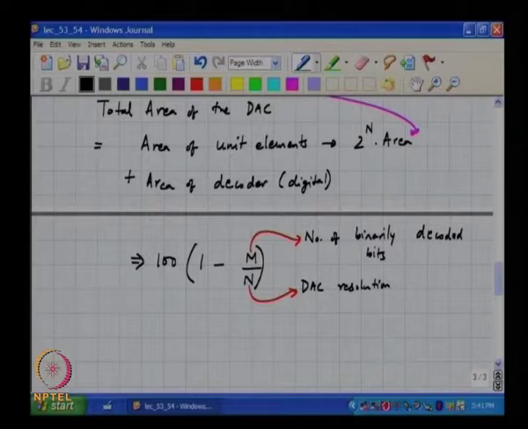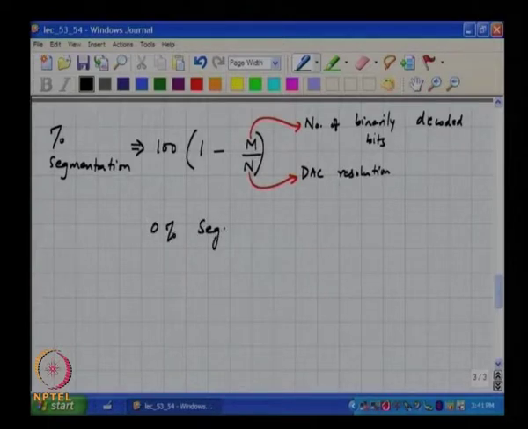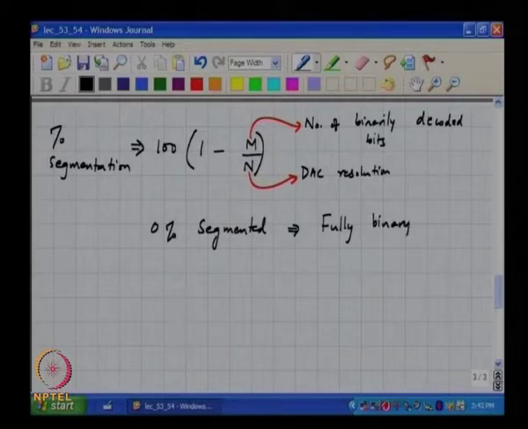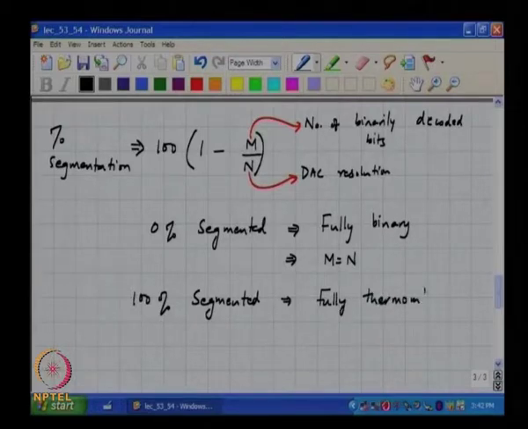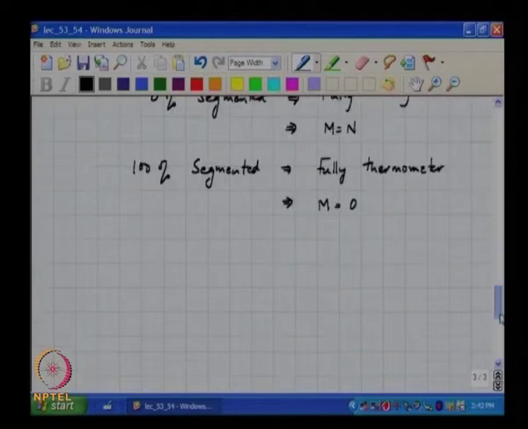So, if m equal to n, you have 0% segmentation, so 0% segmented means it is fully binary, it also means m equals n. 100% segmented means that this is fully thermometer, which means m equal to 0. Does it make sense?